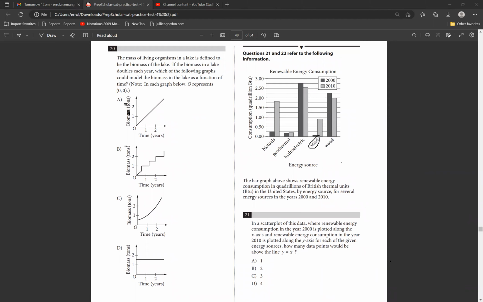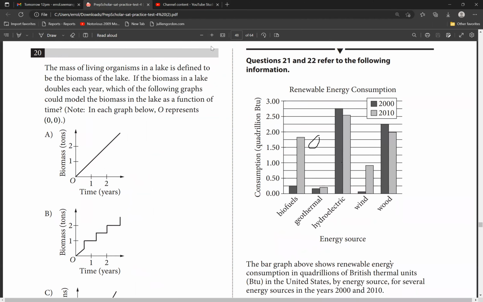All right, what are the coordinates there? 2.25 and then 2. Oh, sorry, I was looking at wind. My bad. Wood. They said wood. All right, this one is how much? 2.25. Yep, 2.25. And how much is this one? 2, right?